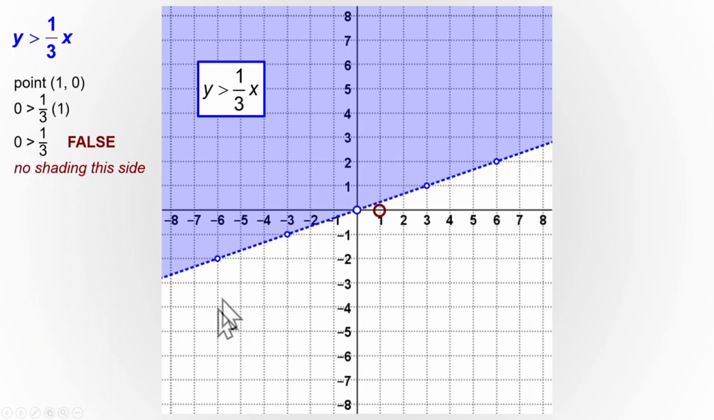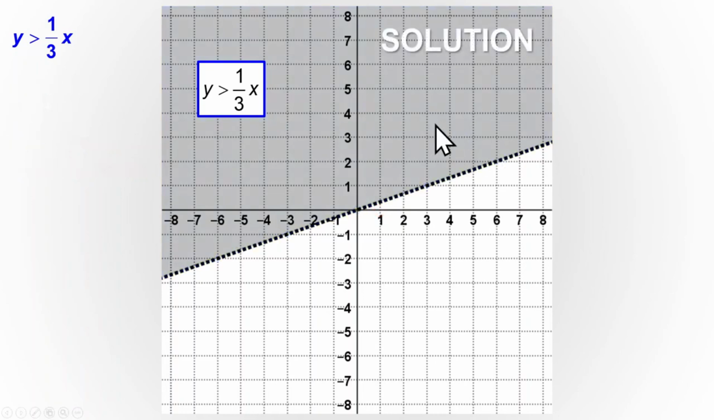I chose none of these points over here to shade, so that's why the top part is the solution to y is greater than 1/3 x. This brings us to the end of our single linear inequalities. Now we're going to move on to systems of linear inequalities, where we have 2 inequalities.